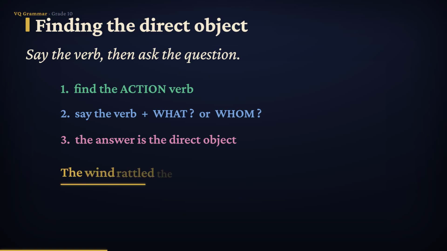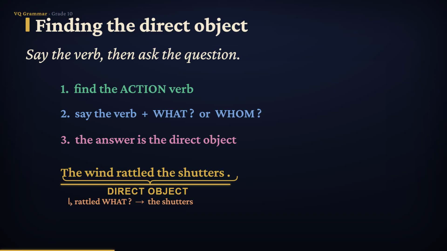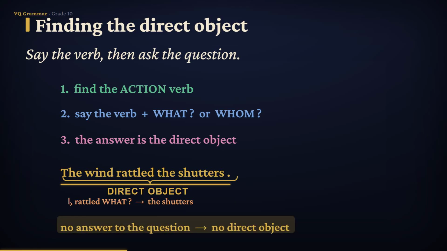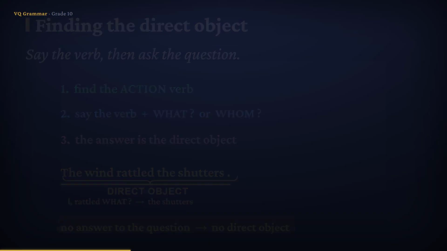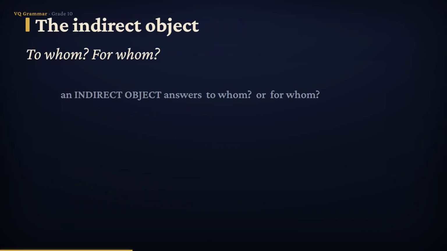Let's run it. The wind rattled the shutters. The action verb is rattled. Now ask, rattled what? The shutters. There it is. The shutters is the direct object. But here comes an important twist. Not every action verb has one. Think about the sentence, the wind howled. Howled what? Howled whom? There is no answer at all. Nothing receives that action. When the question has no answer, the verb simply has no direct object, and the sentence is complete without one.